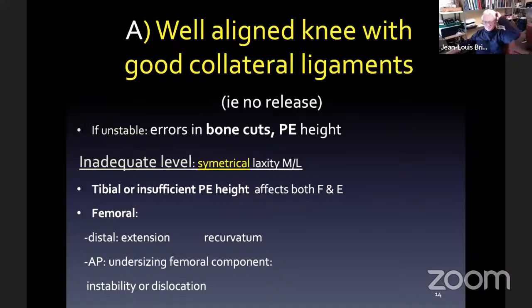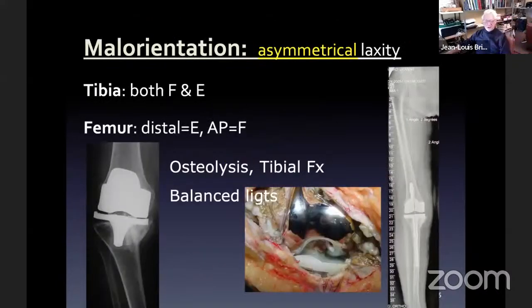Next. Well, this knee was totally unstable, but was very easy to correct because we had good collateral ligaments to start. Next.